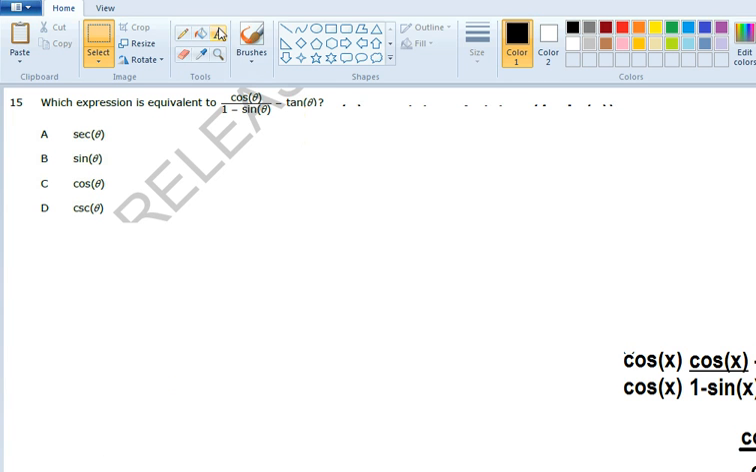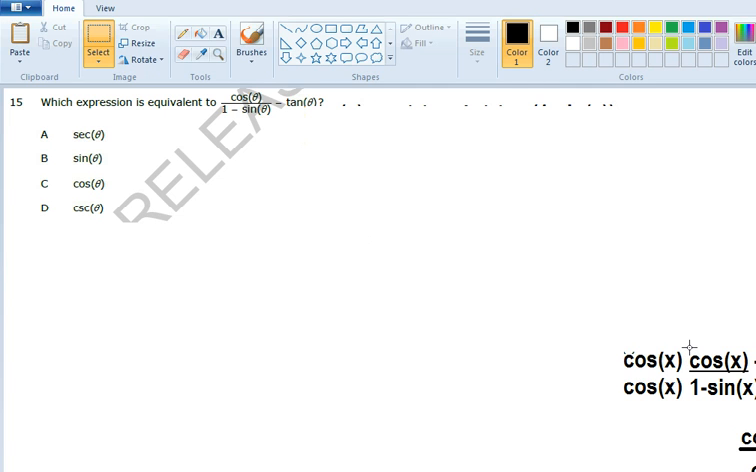Alright, so we are looking at number 15. Which expression is equivalent to cosine of theta over 1 minus sine of theta minus tangent of theta? Okay, so if you're familiar with trig identities and doing this, the strategy that I've gotten you to do mostly is to convert everything to sine and cosine.